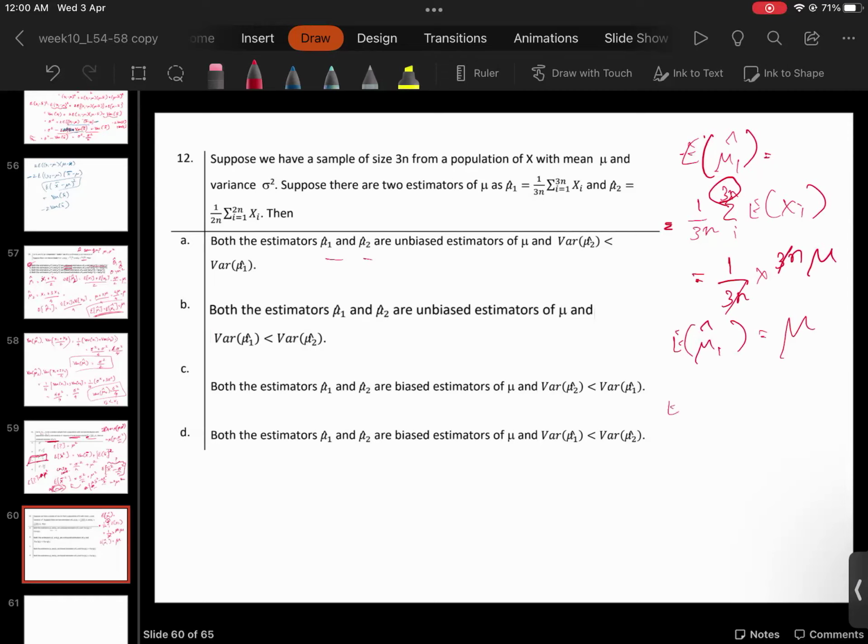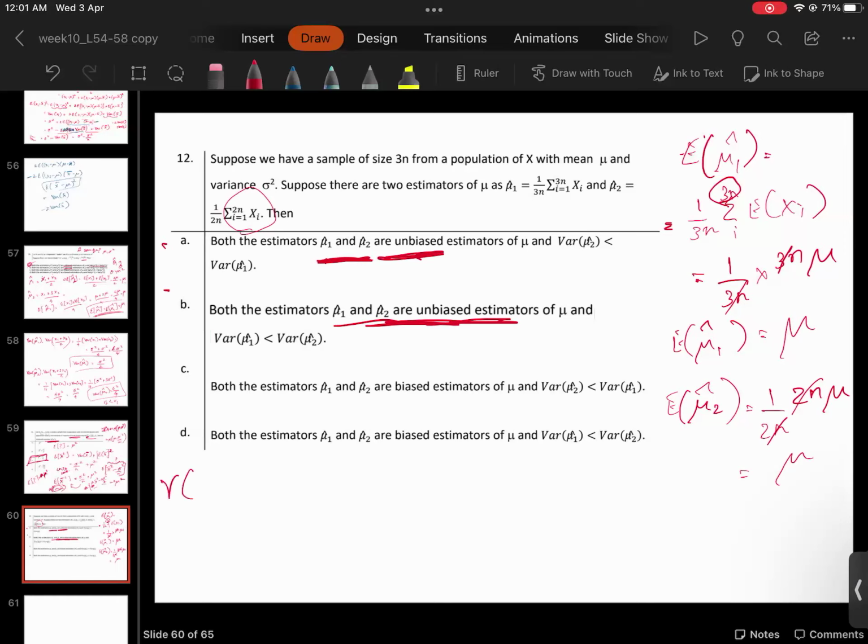Now let's look at mu2 hat. What is mu2 hat? 1 by 2n summation 2n xi. So you'll have 2n mu. Again it cancels, and this also you get mu. So both mu1 hat and mu2 hat are unbiased estimators. So it could be A or B. And now you need to calculate which variance is lower.